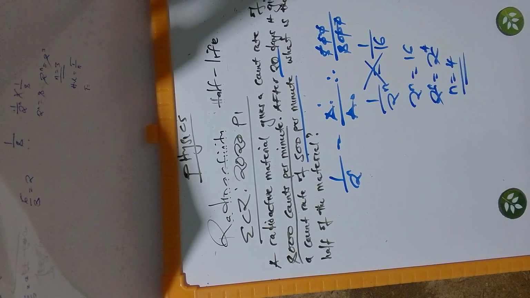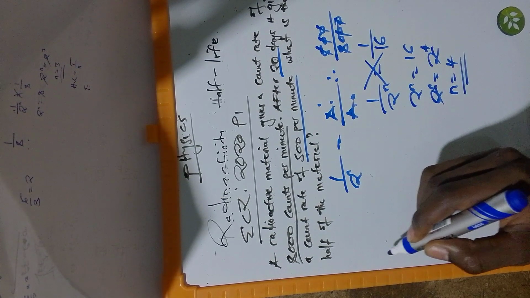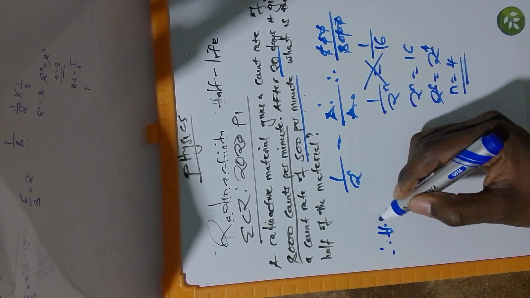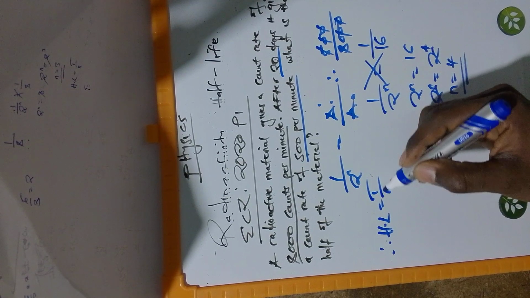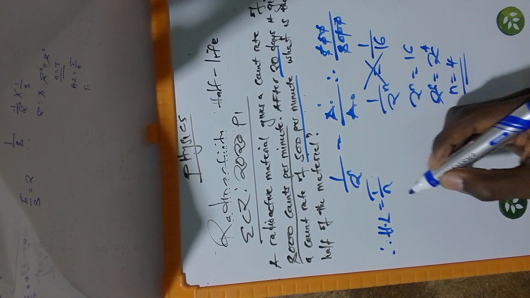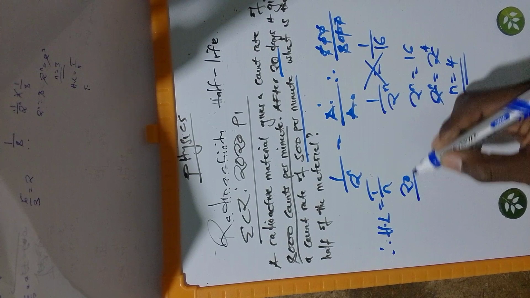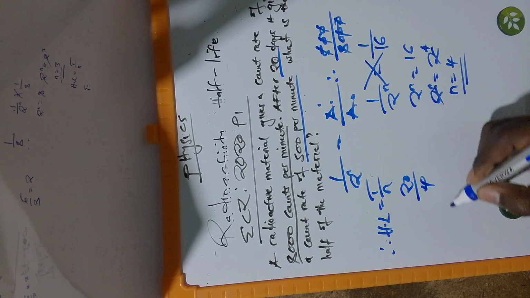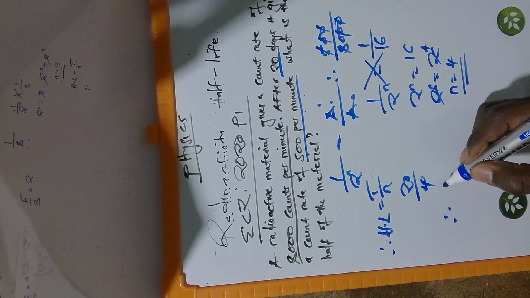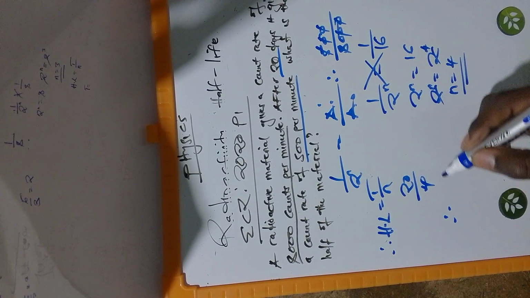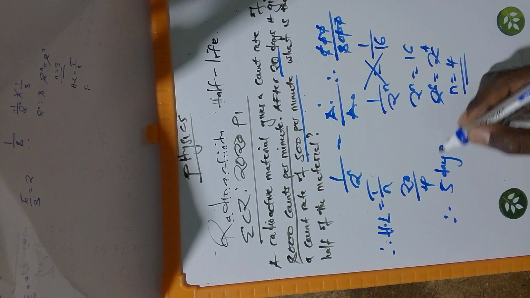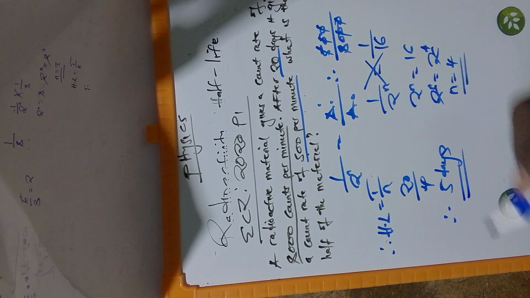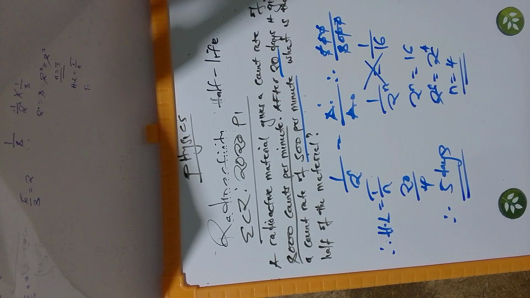This is not all. Now we come to half-life. So therefore, HL is equal to time given over n. So time, you have 20 days. So 20 over 4, and our answer will be 5. So 5 days was the half-life for this radioactive material.